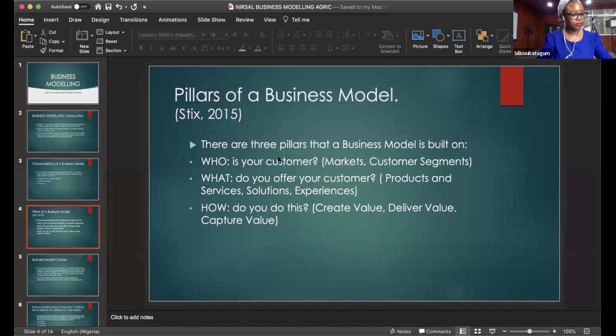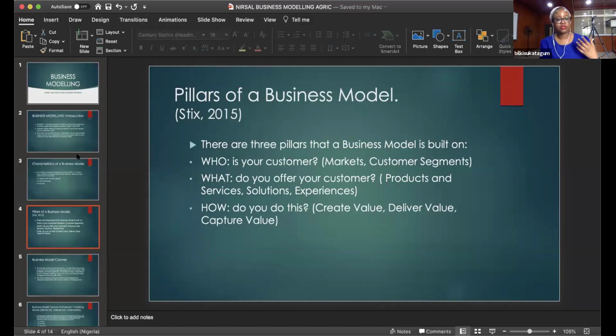Okay. The next thing we're going to discuss is the pillars of a business model. To be able to build a business model actually rests on three pillars. The first one being who. Who means who is your customer, who is your market, your customer segment, your target market, how are you positioning, who are you actually selling that value to? That's the first pillar of it.